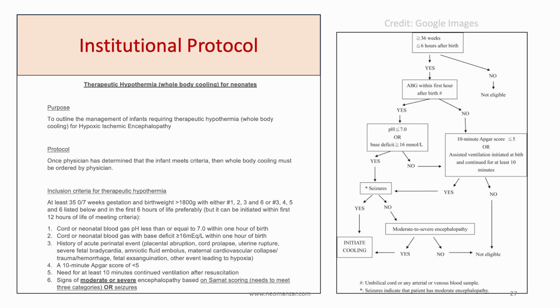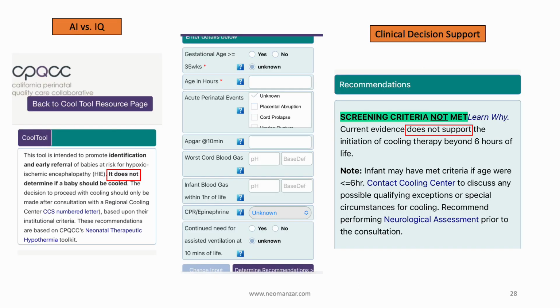Follow your institutional protocol. Most institutions have a protocol. On the right side there's an insert that shows how to go along with the algorithm, but basically any baby who has a history of an antenatal incident and has a cord gas with pH less than 7 and had seizure automatically qualifies for hypothermia therapy. But if seizure has not yet happened and the baby is still okay, then probably you can wait. But again, you only have a 6-hour window.